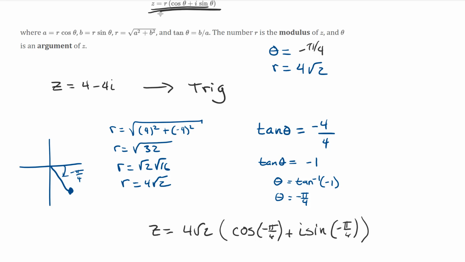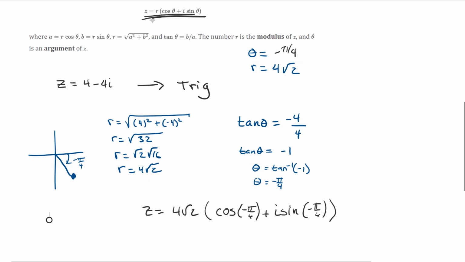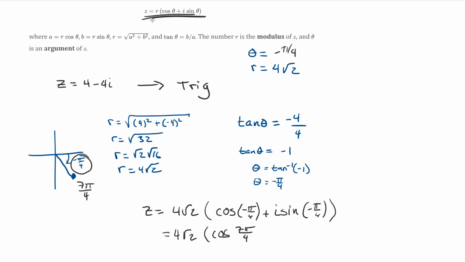A lot of times it's asked for you to keep it all positive though. So what we could write in would be what it's coterminal to. So down here, instead of calling it negative pi over 4, we could also just call this positive 7 pi over 4. And we could write it in as such.